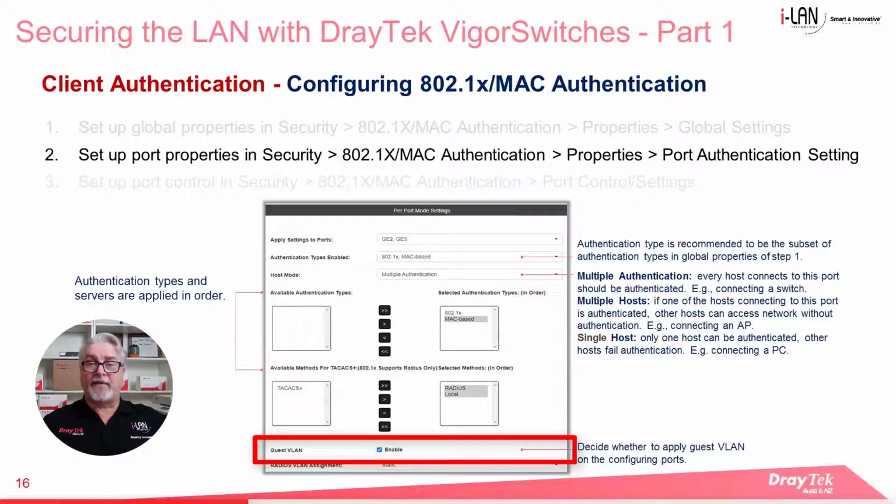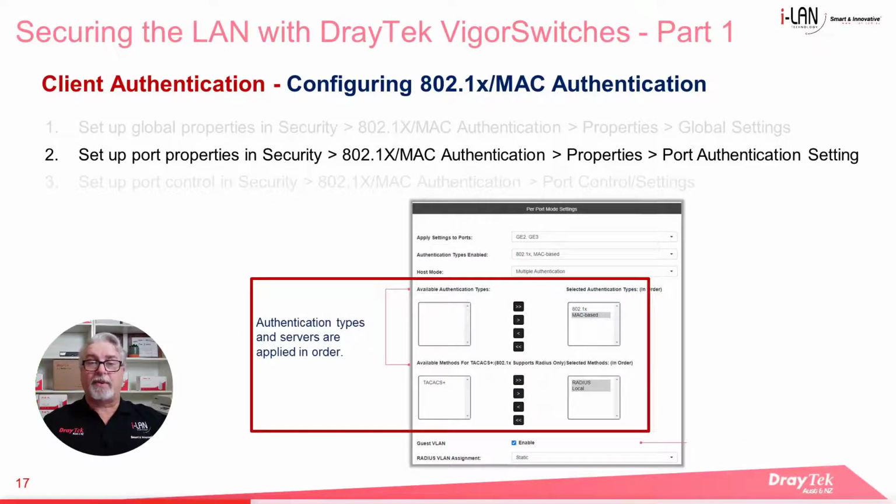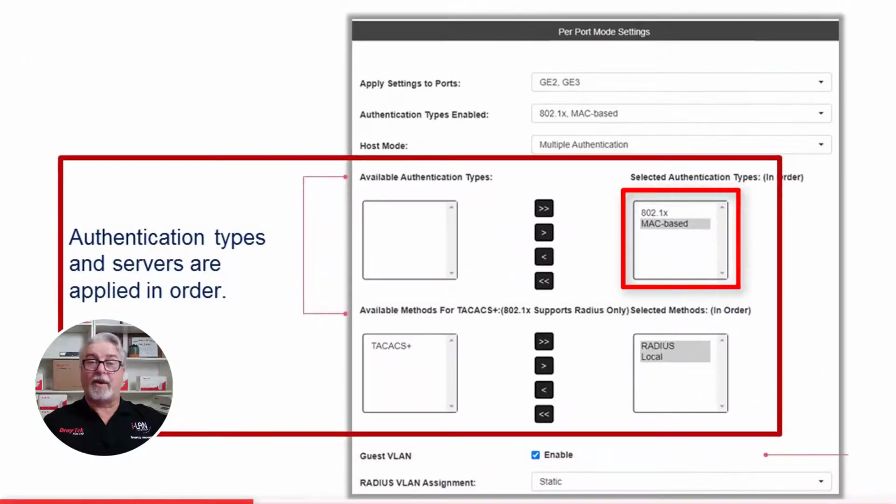We also have the guest VLAN option here, which can be enabled if needed. The authentication type and servers can be entered in the required order. In this example, we have 802.1x to be first, followed by MAC-based authentication. For the server, we have Radius first, then local.